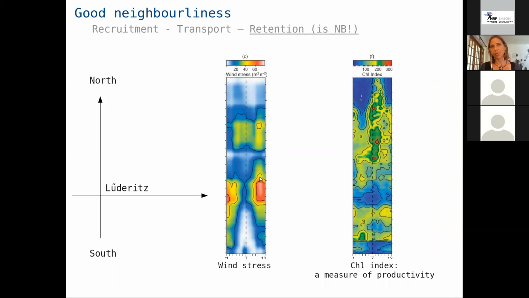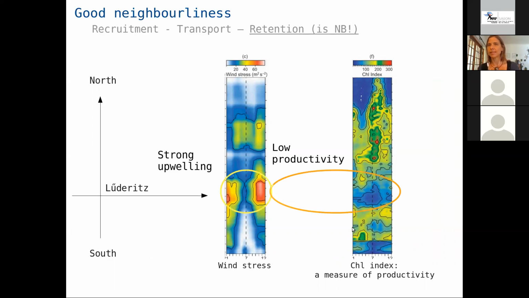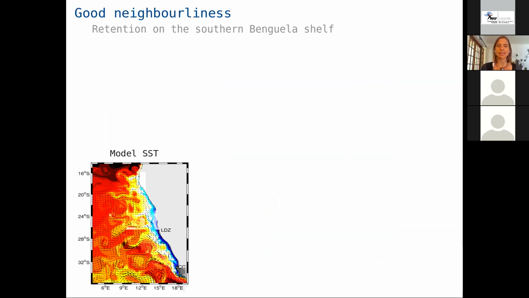Note that at Lüderitz, we always have high wind stress and therefore high upwelling, but always low productivity. And this is because there's very little retention at Lüderitz. The water upwells and is evicted offshore immediately. The nutrients don't have time to photosynthesize and become productive. So again, I go back to my models, and I'm interested to know how the Agulhas impacts retention on the southern Benguela shelf. So as the reference, I use my model that has the Agulhas current in it. Notice the very strong jet current over here. We've got large eddies and turbulence in the offshore part of the system.